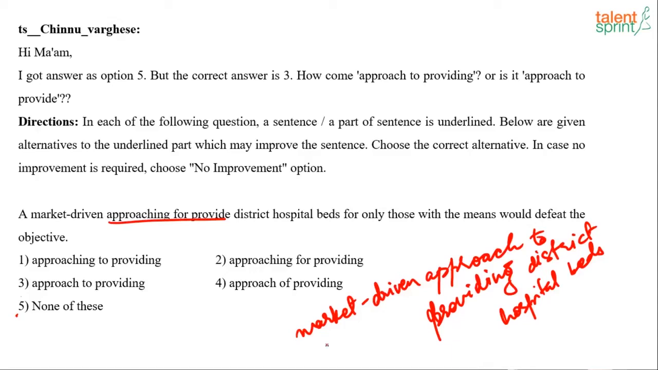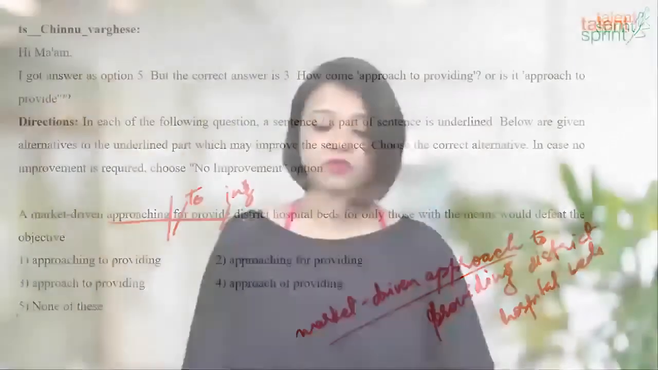Okay, so this is why it should be option 1, to providing. District hospital beds for only those with the means would defeat the entire objective. So is this clear?